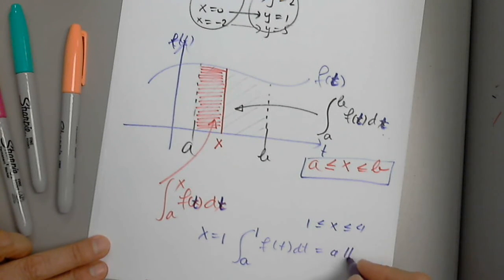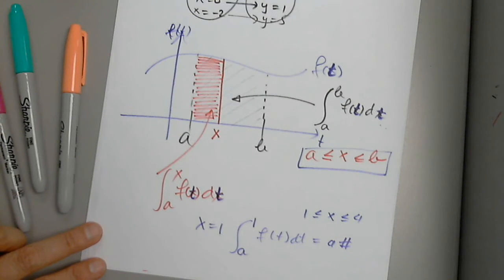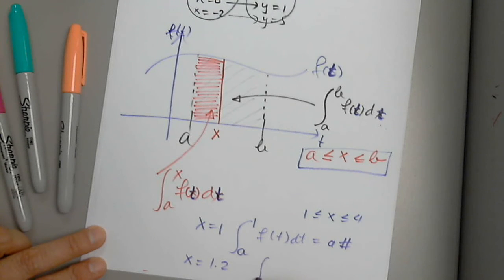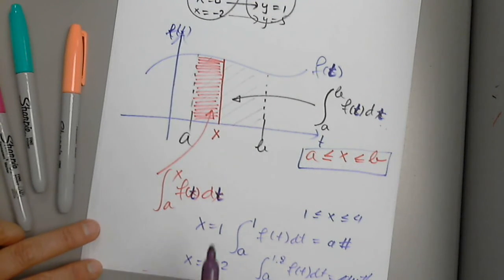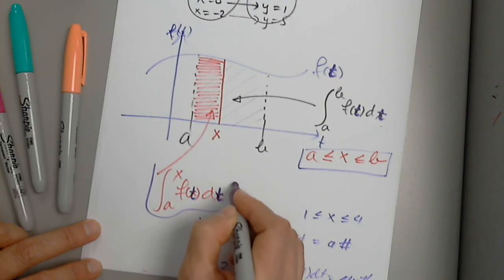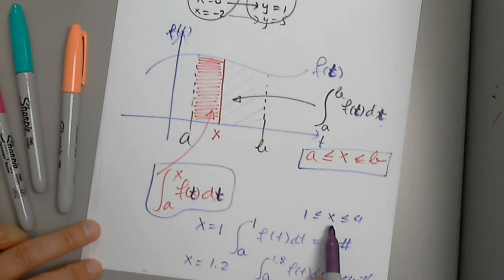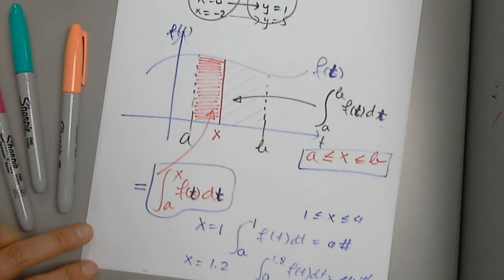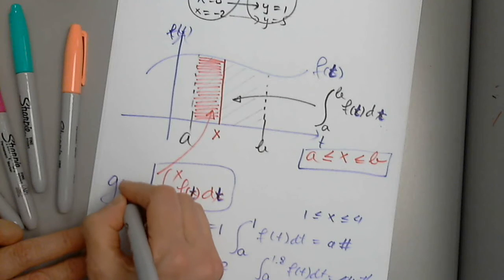Nobody knows. A number. Positive number. Yes, because the function is positive. What about 1.2? What will the integral from a to 1.2 of f of t dt be? Well, another number. So then, can anyone tell us what does this represent? If I can plug in x, and every time I plug in a different x between this number and this number, I get a different number. What does this represent then? Excellent. It is a function of x.